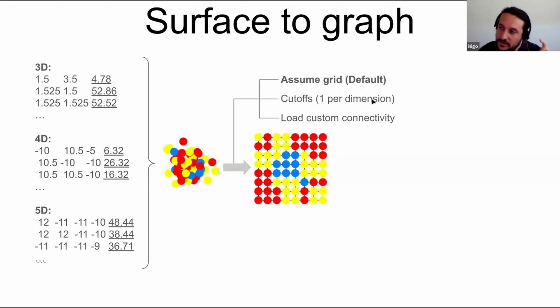Alternatively, the user may provide one cutoff per dimension so that this cutoff can be used to infer which points are connected in which manner through which dimensions. And alternatively, if the users want to represent a connectivity that is more complicated, they still have the opportunity to provide this connectivity in an explicit manner through an additional file that will basically point out which points are connected to which points explicitly.